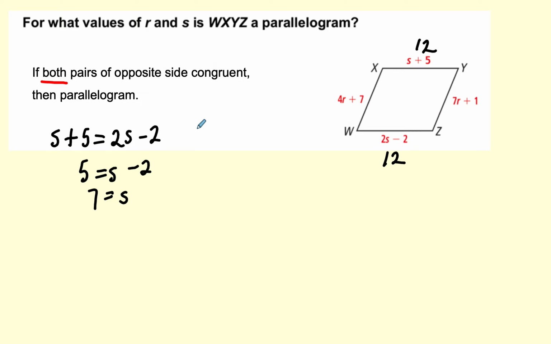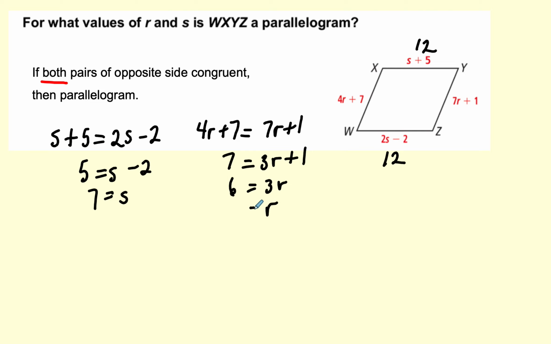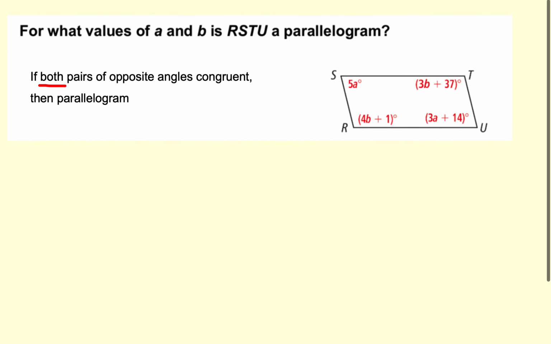Okay, for R, we would have to make opposite sides, again, equal to each other. Let's go ahead and solve. I'm going to subtract 4R on both sides, and I'm going to subtract 1 on both sides, and then R is equal to 2. If I put a 2 in here, that'll be 15. If I put a 2 here, that'll be 8 and 7, and that'll be a 15. So I have forced opposite sides to be congruent when I allow S to be 7 and R to be 2.